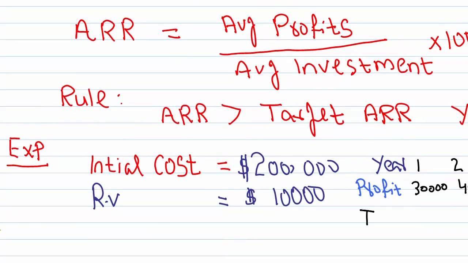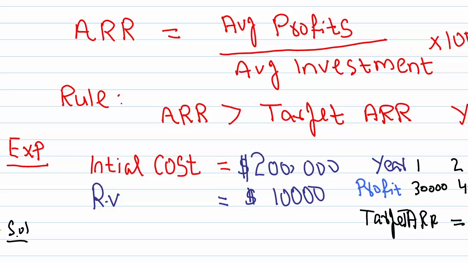And the target accounting rate of return, targeted accounting rate of return set by the company, let's say, is 35%. That means if the ROI of this project, average ROI of this project is more than 35%, then we will go for the project. If not, then we will not take this project according to accounting rate of return.